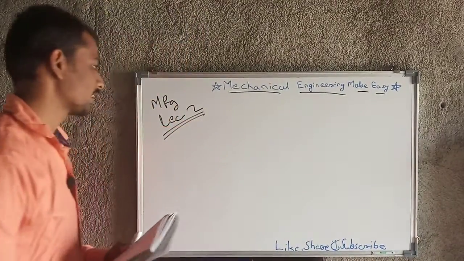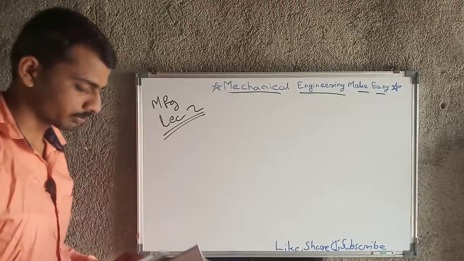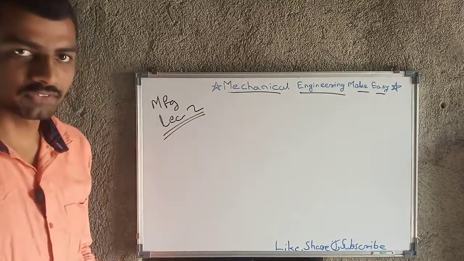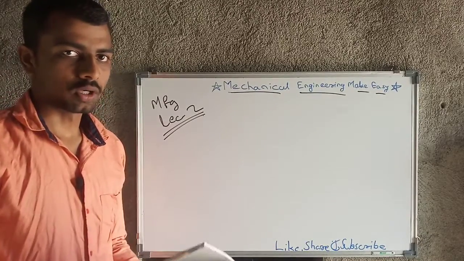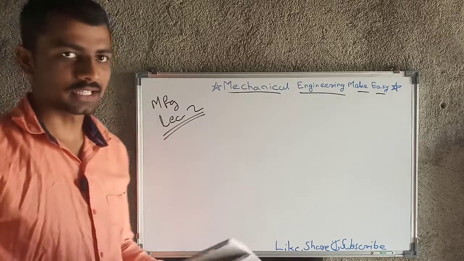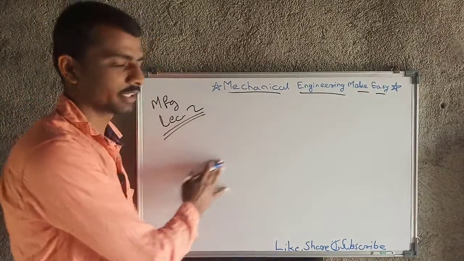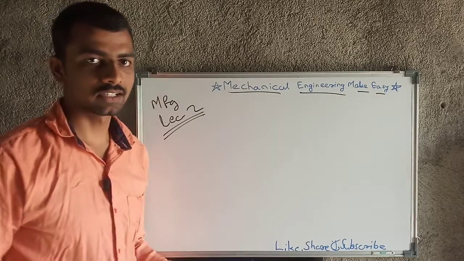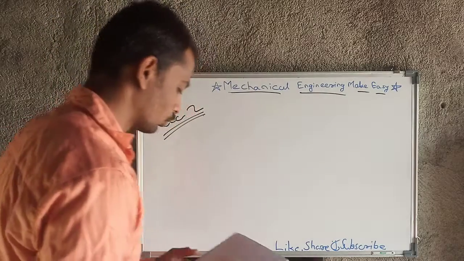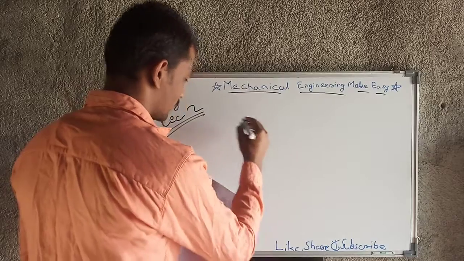This is the second lecture of manufacturing, that is manufacturing processes. In the previous lecture we discussed the steps in casting, after that pattern making, the pattern materials, etc. And now we will move forward with pattern allowances.